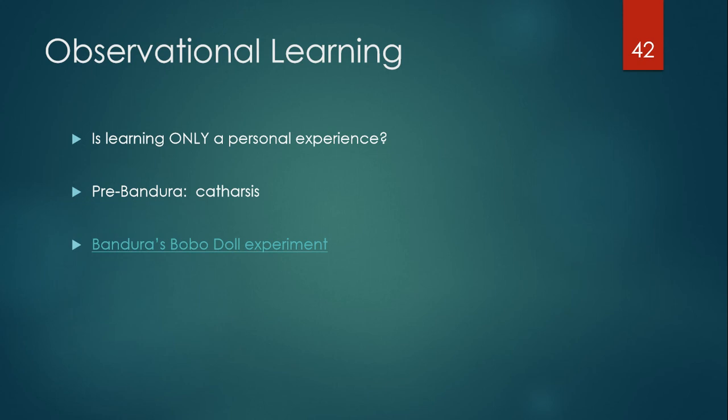So we have to talk about a guy named Bandura. And Bandura was big on this idea of social learning, observational learning. Now, before Bandura came along, there was this idea that catharsis was a good way to get rid of aggressive urges. The basic idea with catharsis is that if you have a really strong urge to do something, if you engage in that strong urge, it'll sort of purge you of that urge in the future.